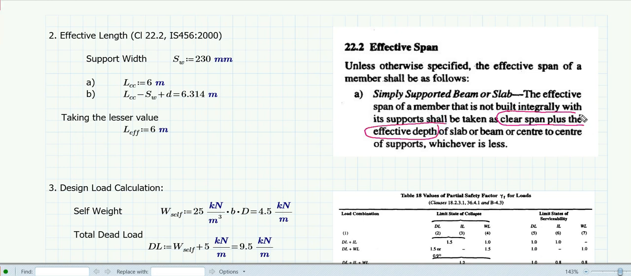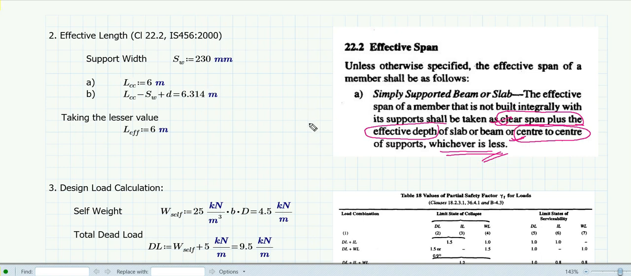Okay, the first condition is that the effective span should be taken as the clear span plus the effective depth of the slab or the beam, or the center to center of the support, whichever is less. So there are two conditions. From these two conditions, whichever lesser value you get should be taken as the effective span. The first condition is the clear span plus the effective depth.